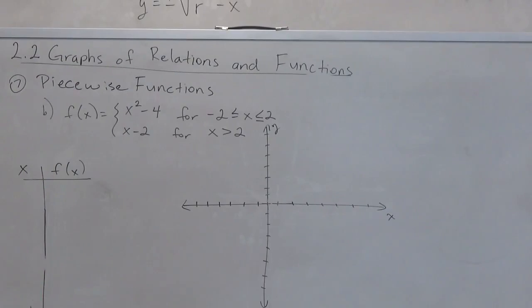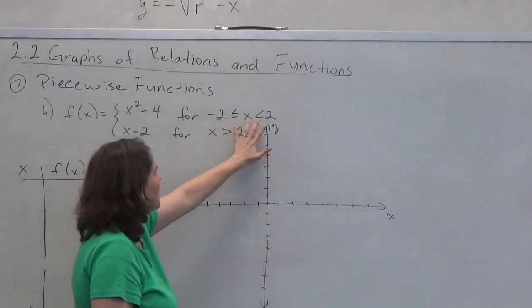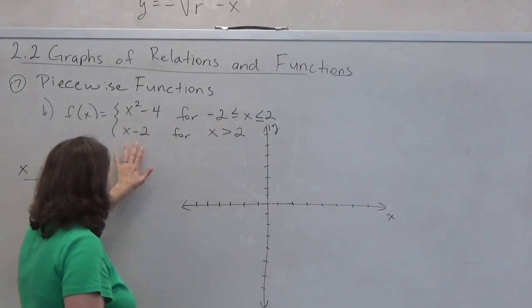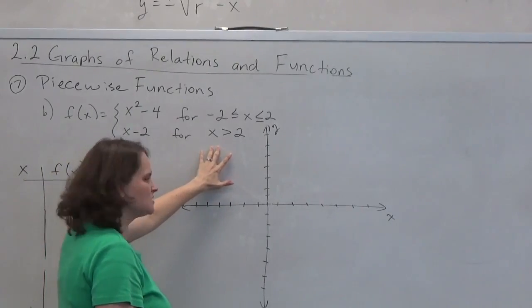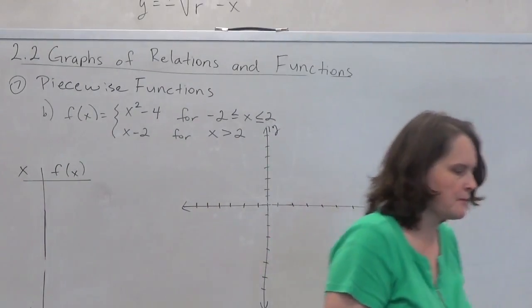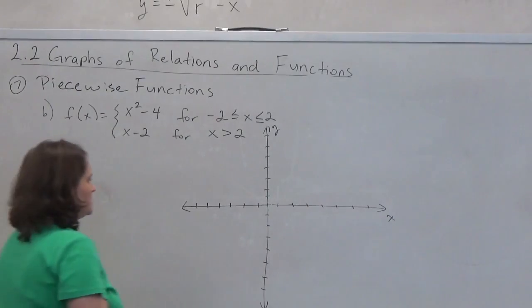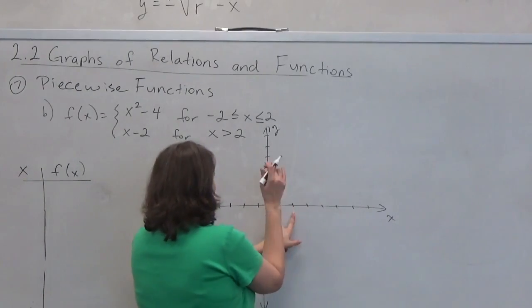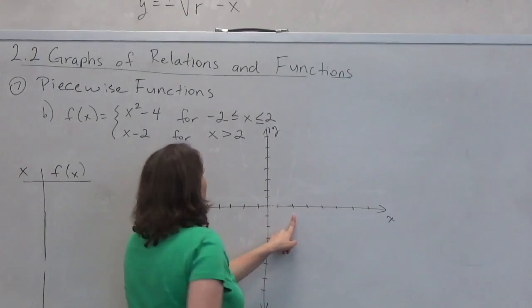For 7b, we want to graph f of x equals x squared minus 4 for x between -2 and +2, or x minus 2 for x greater than 2. So this time, just like the last one, 2 is where the break occurs in the graph. When x equals 2, the graph is doing one thing over here and it's going to be doing something different over here, or maybe it's down there.